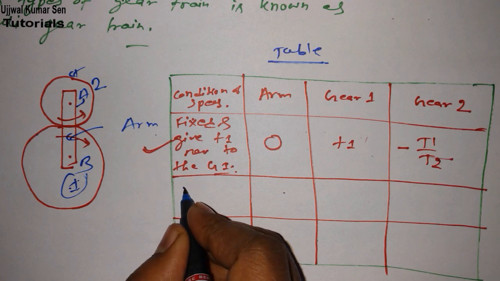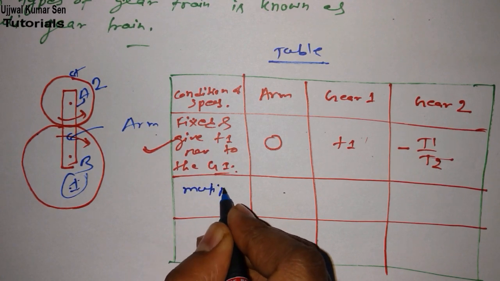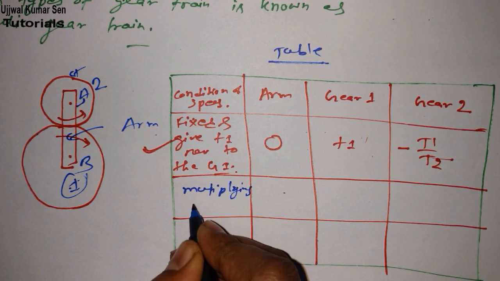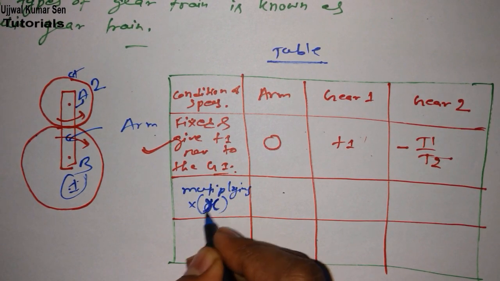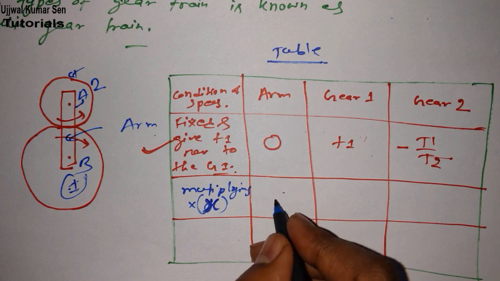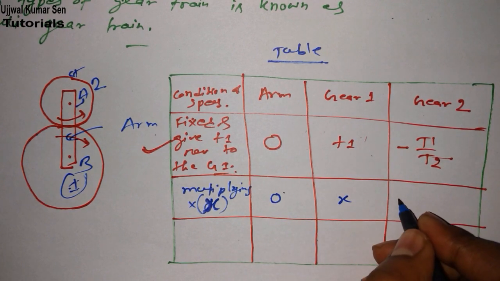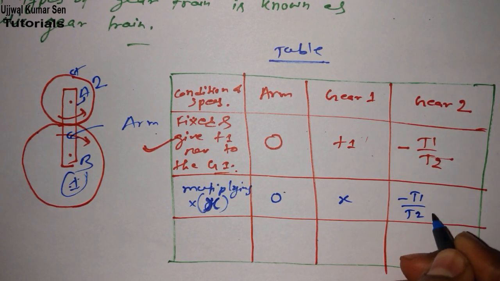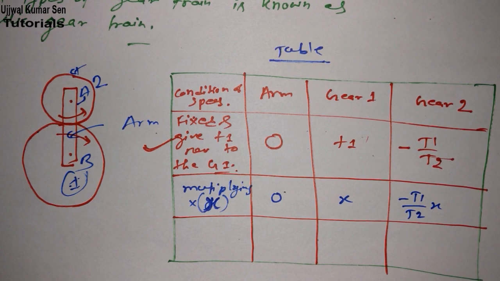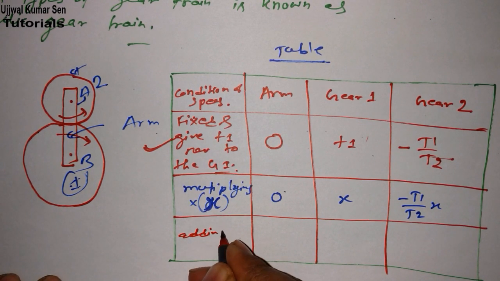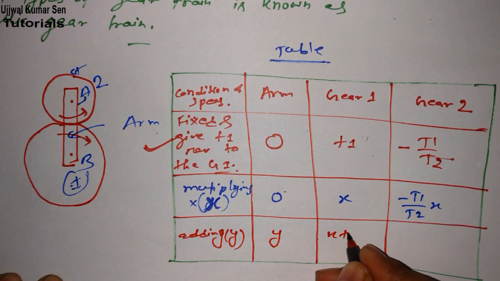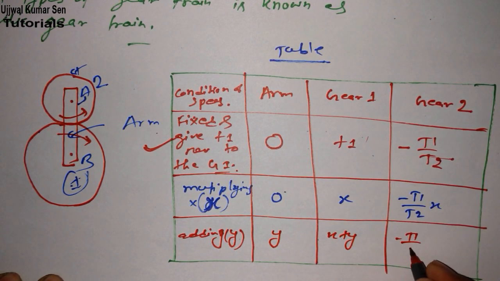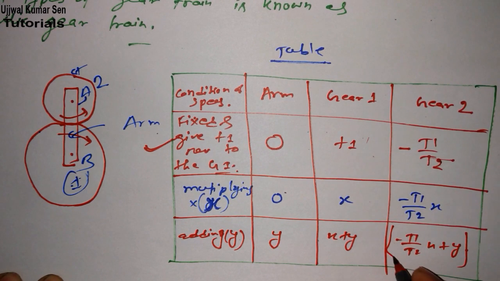What I am doing, basically, is multiplying each term with x, not y. I'll multiply each term with x, then this is 0, this is x, and this is minus T1 by T2 multiplied by x. Now I am adding y. That means this is y, this is x plus y, and this is minus T1 by T2 x plus y. Okay, so we can write this.